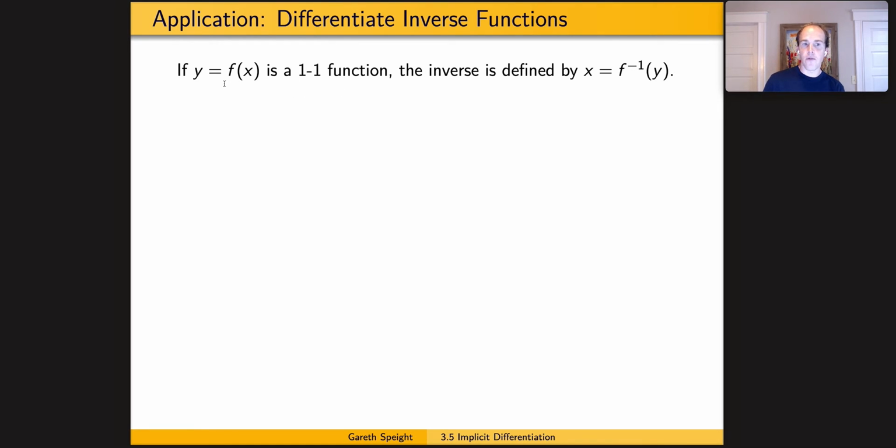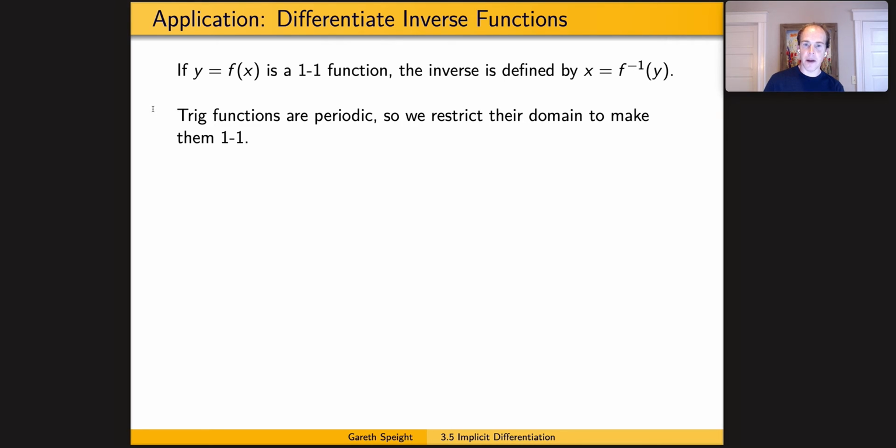So let's remember, if y equals f of x is a one-to-one function, meaning that if I have two different x's, then they go to different y's, right? They don't get mapped to the same thing. So different points go to different places. Then we can find the inverse. So the inverse is just defined by mapping backwards, right? So y equals f of x, the inverse maps y back to x.